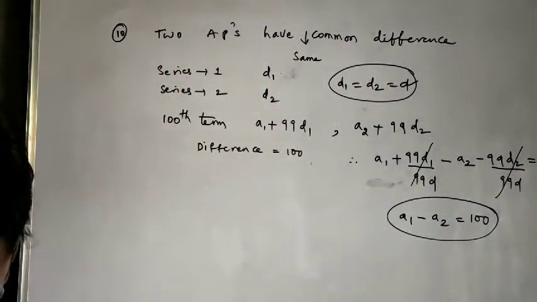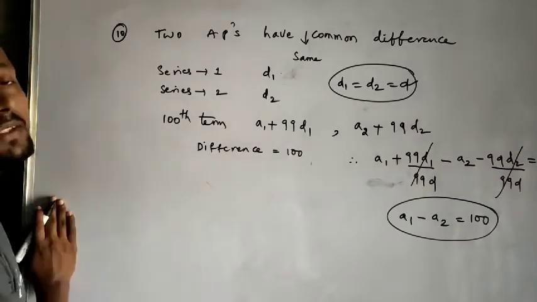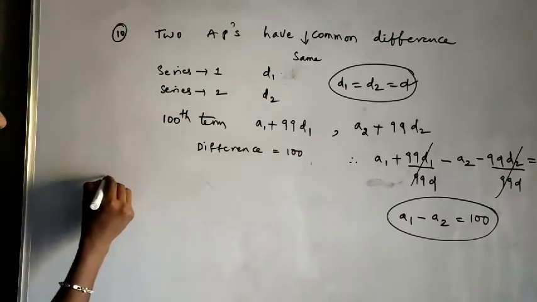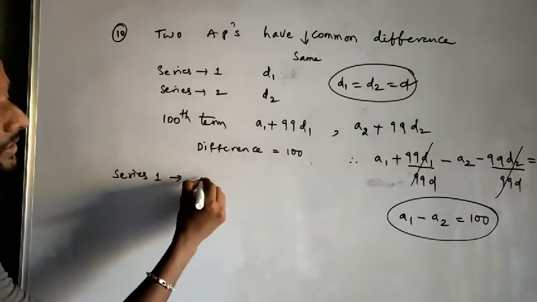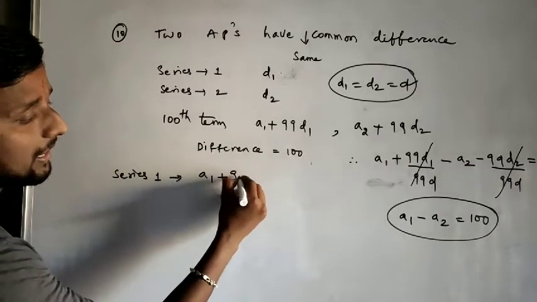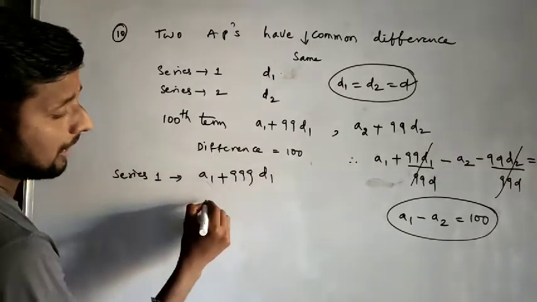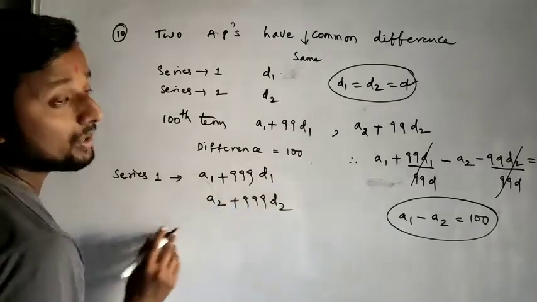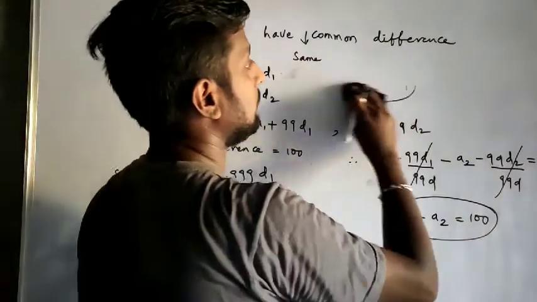Now what is he asking? Now he is asking, what is the difference of the 1000th terms? The 1000th term of the first series is A1 plus 999 D1, and of the second is A2 plus 999 D2. What is the difference he is asking? Am I right? So I'll erase here.